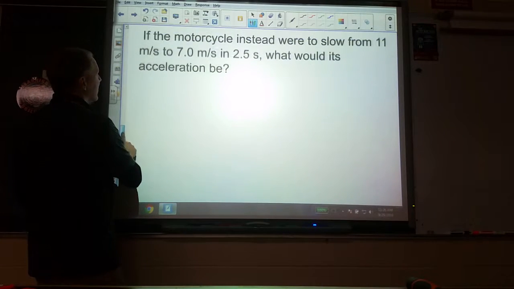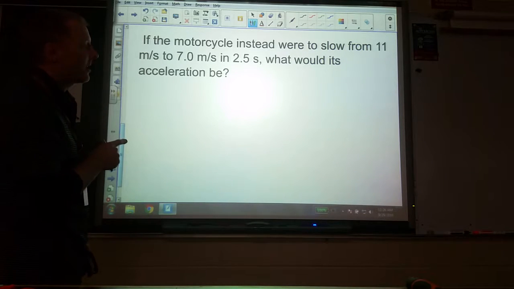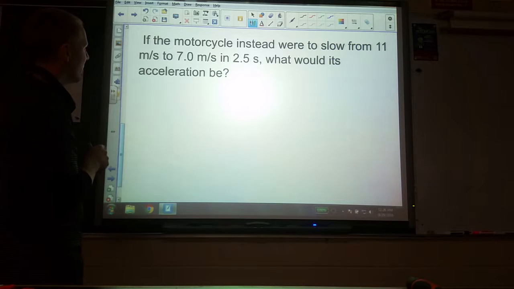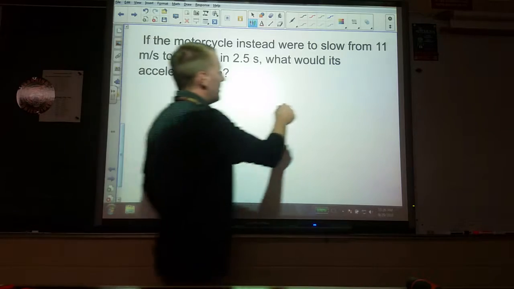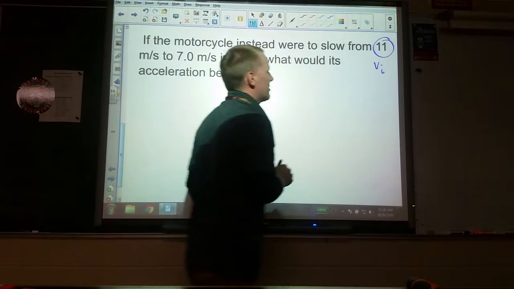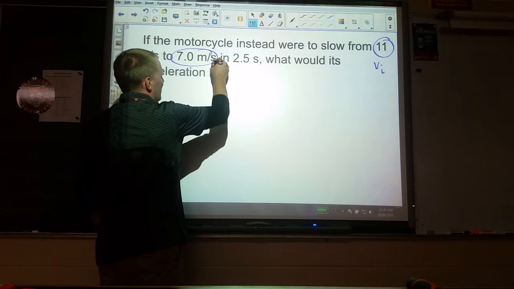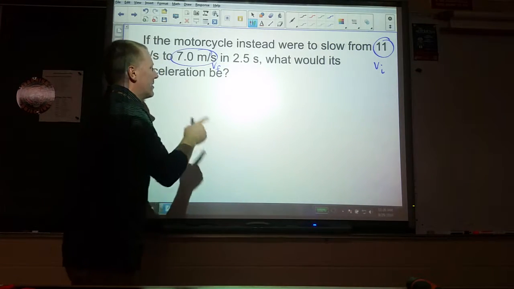Third and final question on acceleration. If the motorcycle were instead to slow from 11 meters per second to 7 meters per second in 2.5 seconds, what would its acceleration be? So it said it's from 11 meters per second, so we know that it's starting there, that's our initial velocity, to 7 meters per second, that must be our final velocity because it's going to that, and we know the time.